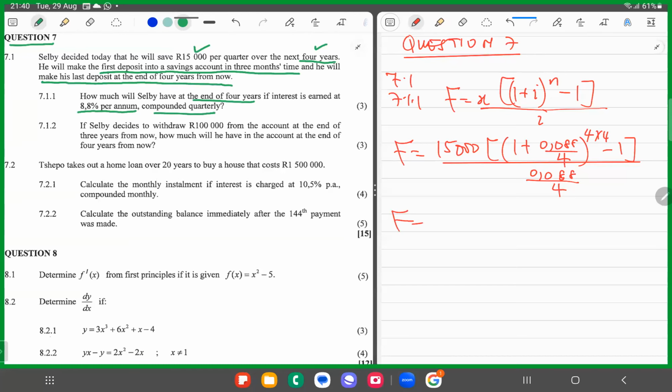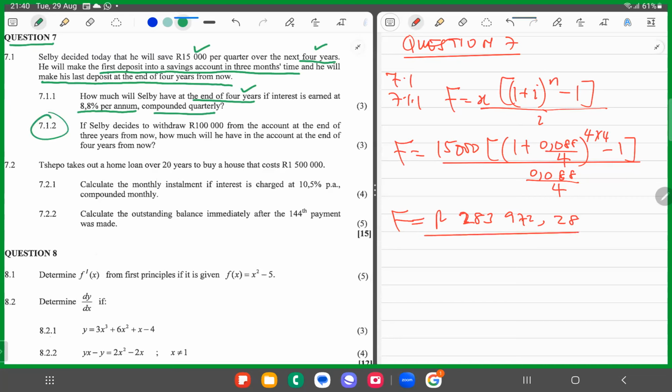Okay, so we continue and we use our calculators. So we're saying how much will Selby have at the end of the 4 years? Selby is going to have 283,972 rand and 28 cents. That's what Selby is going to have altogether at the end of the 4 years.